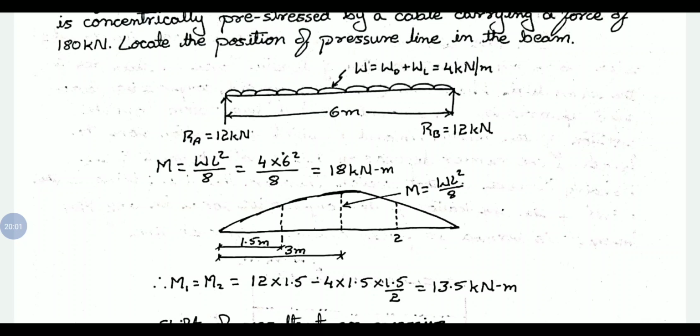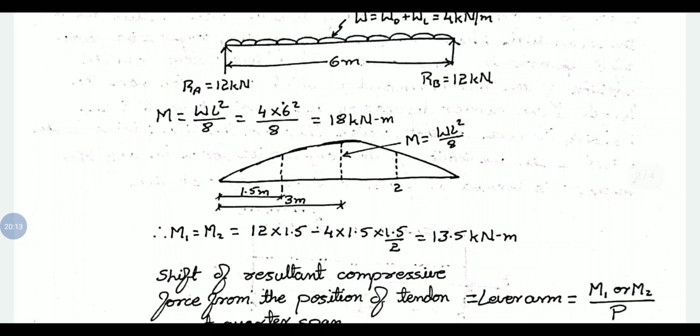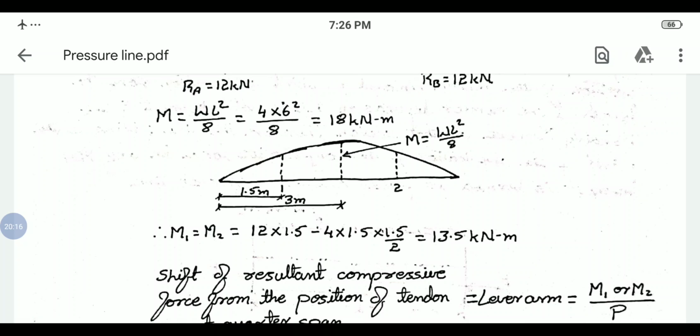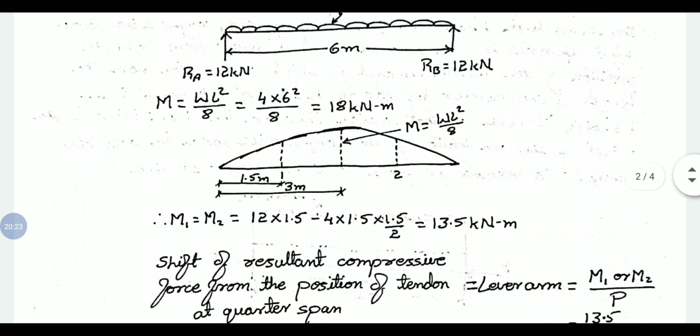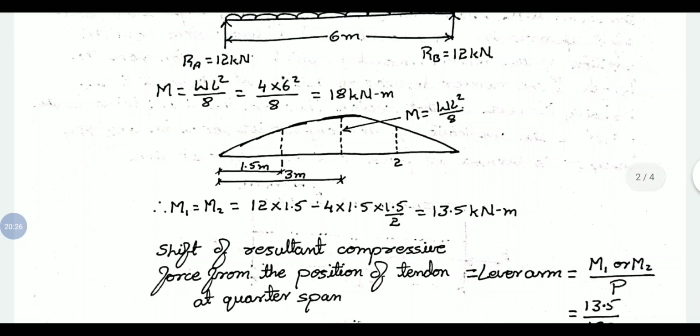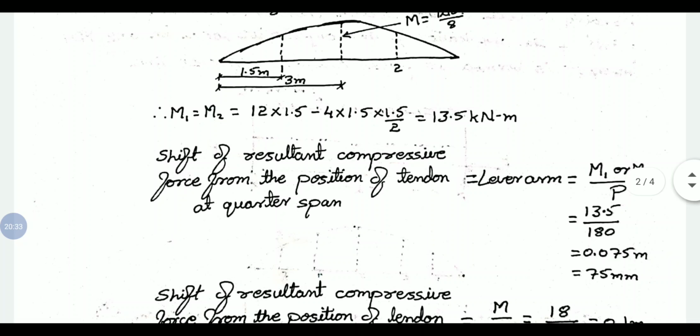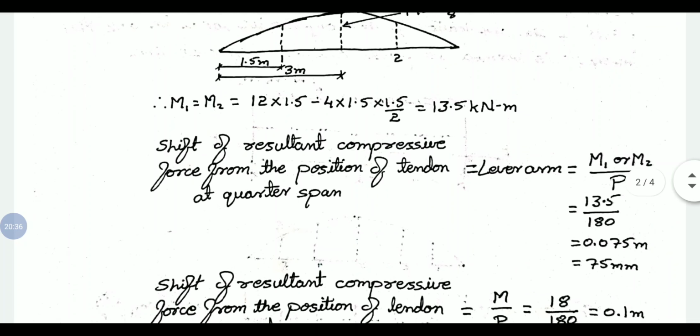To calculate the bending moment at quarter span we need support reactions, so we have calculated them here. At midspan we have WL square by 8, and at quarter span we have calculated here. So for the given load, midspan moment is 18 kilonewton meter and quarter span moment is 13.5 kilonewton meter. So what is the position of the pressure line? Here we have only calculated the bending moments. Now we need to calculate the lever arm at different points.